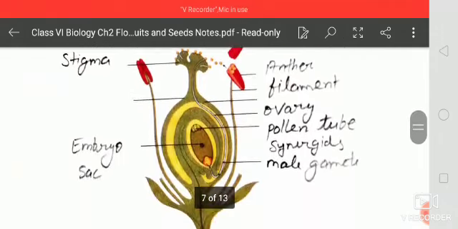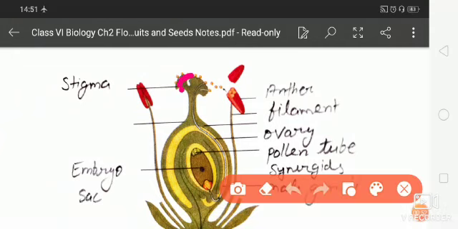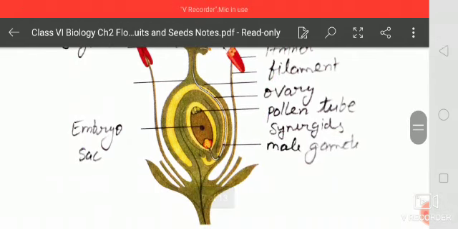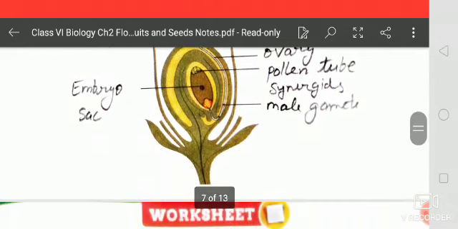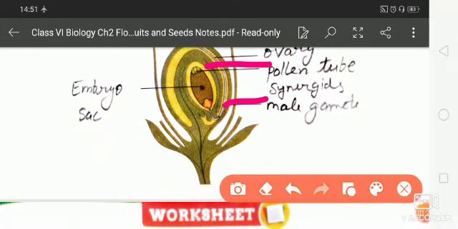Now the next one is a picture based question. You know that this structure is known as stigma, and thereafter style and ovary are also here. This one is the embryo sac and this one is the anther, and this thread like structure is the filament. This one is the ovary and this tube is called the pollen tube. And next, synergids you are seeing, and this last one is the male gamete. So this one is the pollen tube, synergids.